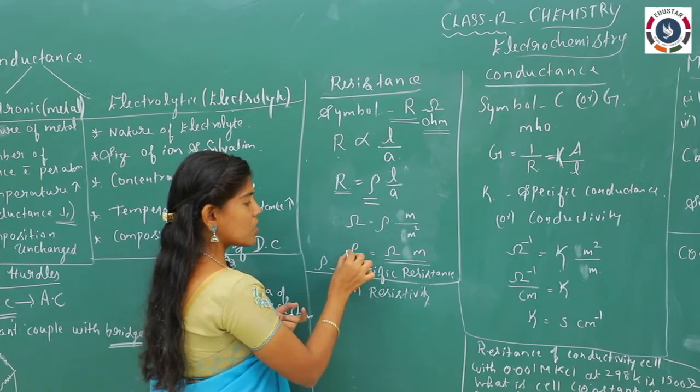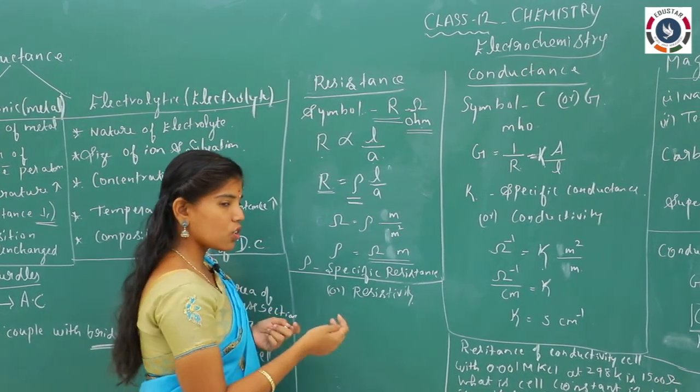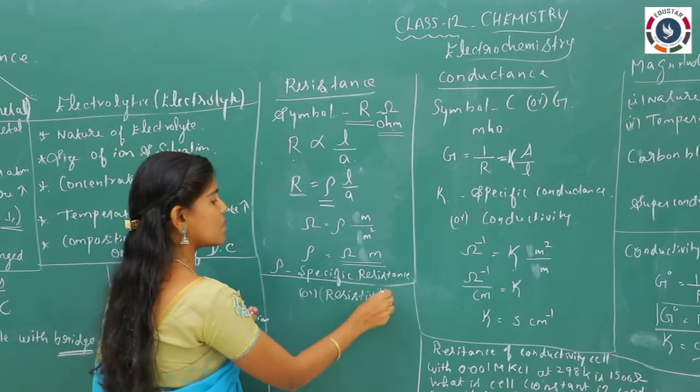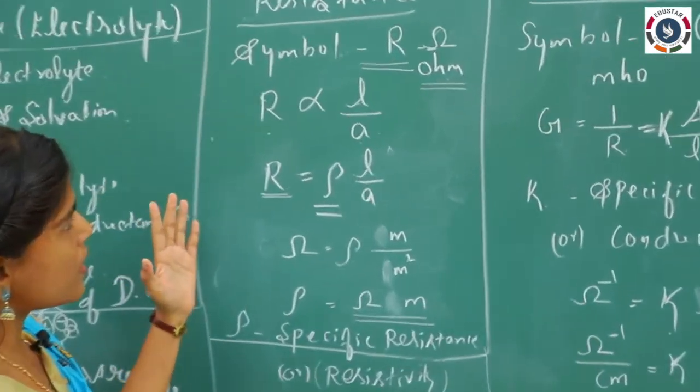So this rho can also be called the specific resistance or resistivity. In your whole book the term resistivity is used much. So that's all about the resistance.